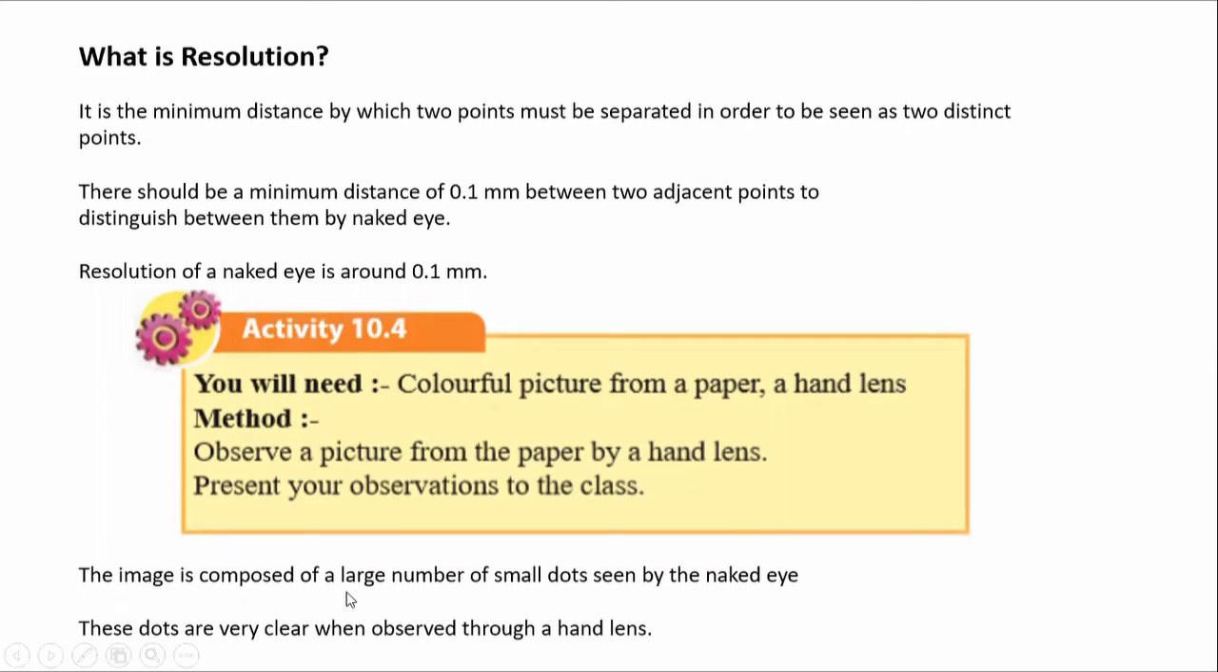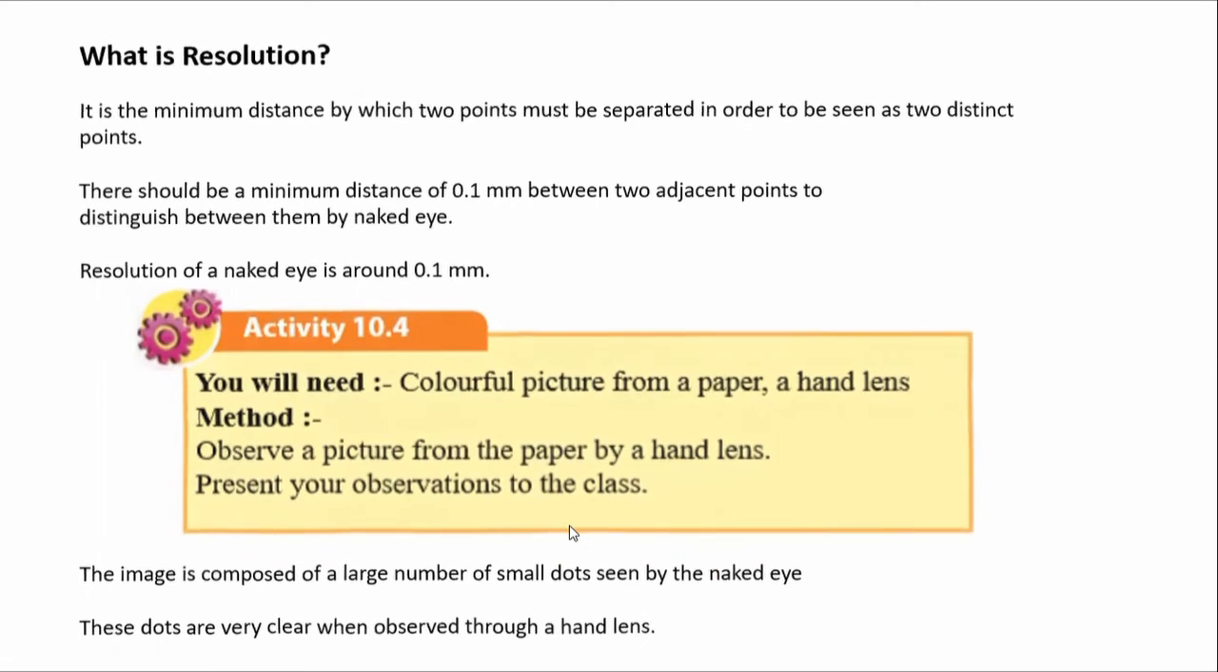The image is composed of a large number of small dots seen by the naked eye. These dots are very clear when observed through a hand lens. Okay, let's move on to the next slide.